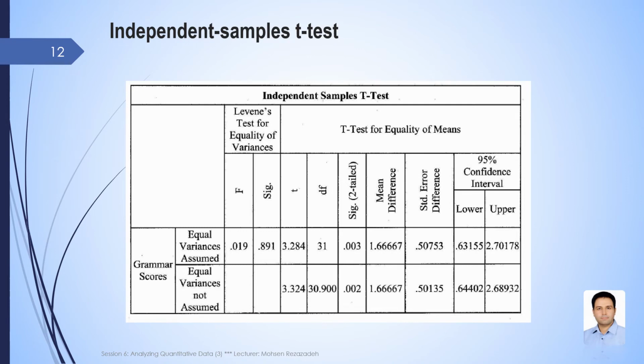We can also see the numerical difference between the means in this table. If you pay attention to mean differences column, 1.66. This is the numerical difference between the mean scores of the two groups. The confidence interval also tells us that in the population, the mean would lie somewhere between the lower and the upper levels, that is between 0.63 and 2.70 in this example.